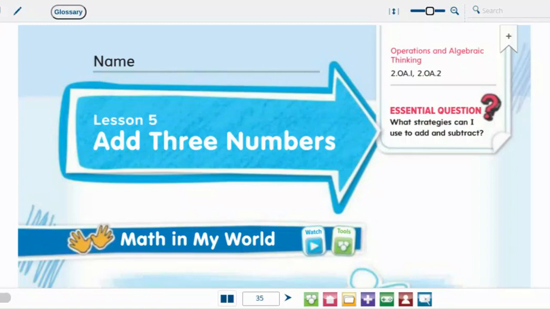So if you would grab Math Volume 1, turn to page 35 with me. We're going to be jumping in here today, and we're going to be working today on adding 3 numbers together. All right, so we're going to be working on that.